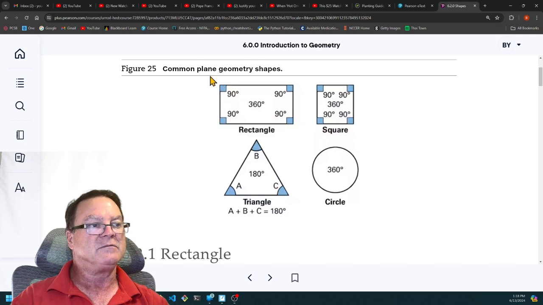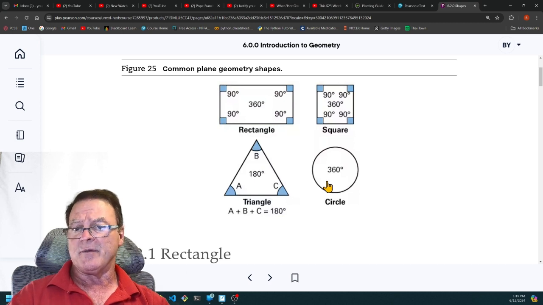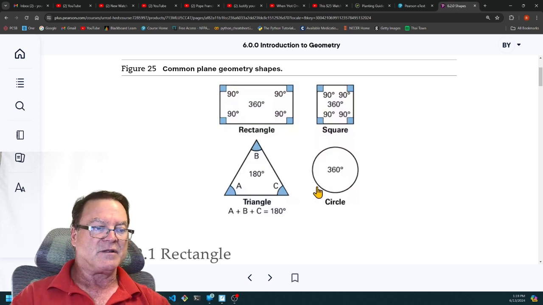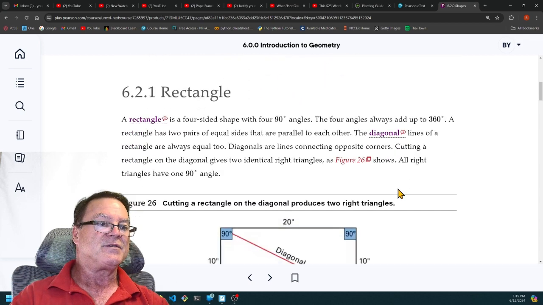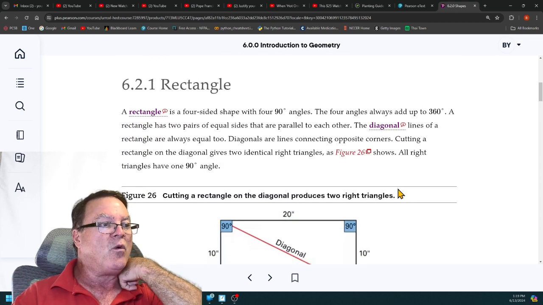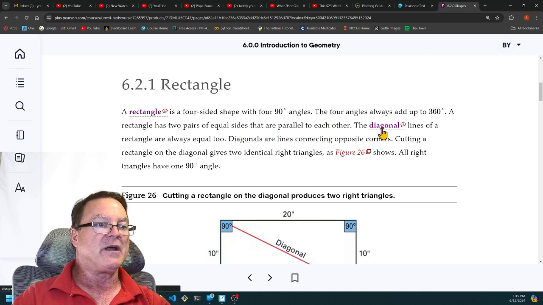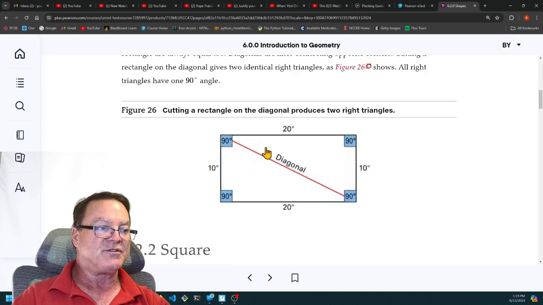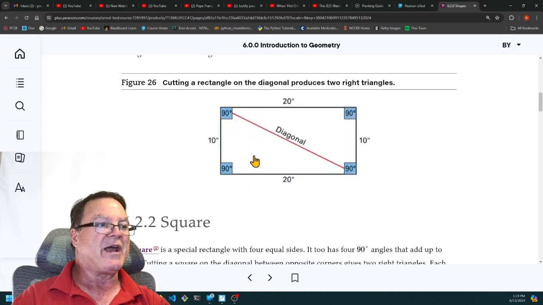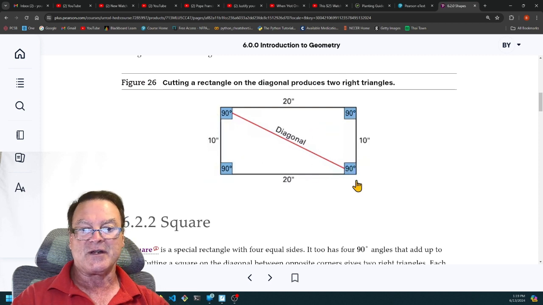Figure 25 shows some common shapes in crafts. So here's a rectangle, here's a square, a triangle has three angles, and a circle is the graph of all points equidistant from a focal point, but basically you know what a circle is. So rectangles. A rectangle is a four-sided shape with four 90-degree angles. The four angles always add up to 360 degrees. A rectangle has two pairs of equal sides that are parallel to each other. The diagonal lines of rectangles are always equal too. So if you drew two diagonals, they'd be the same length in this rectangle.